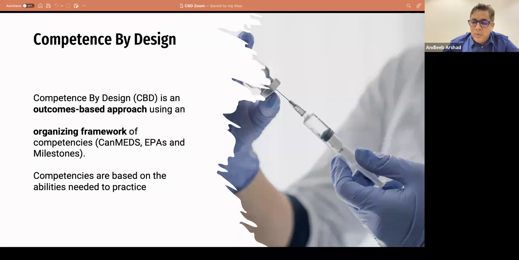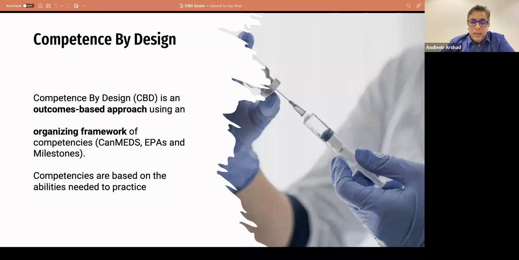Instead of thinking along those lines, we start thinking about an outcomes-based approach. The outcomes-based approach asks: when this person becomes a specialist, what would he or she be required to do independently? When a general surgeon becomes a specialist, he might be required to do a laparotomy independently, or an appendicectomy independently. All these things become our EPAs.